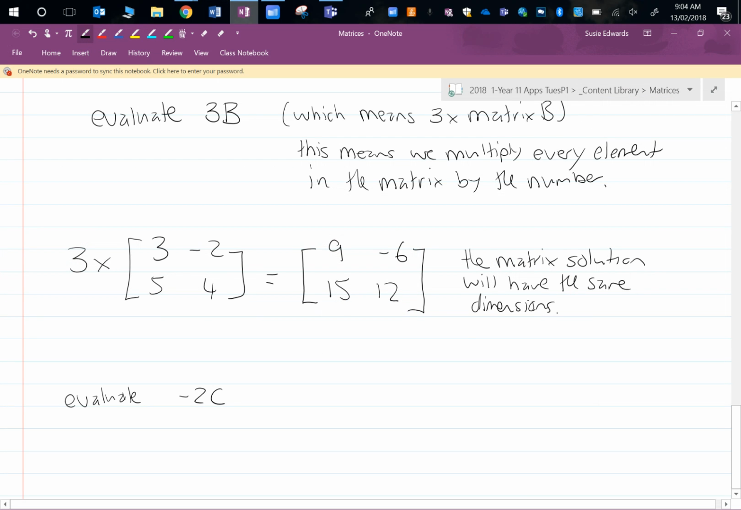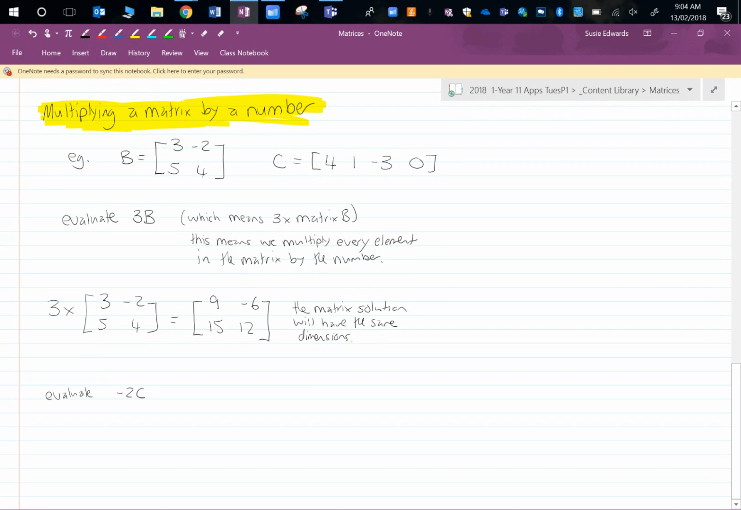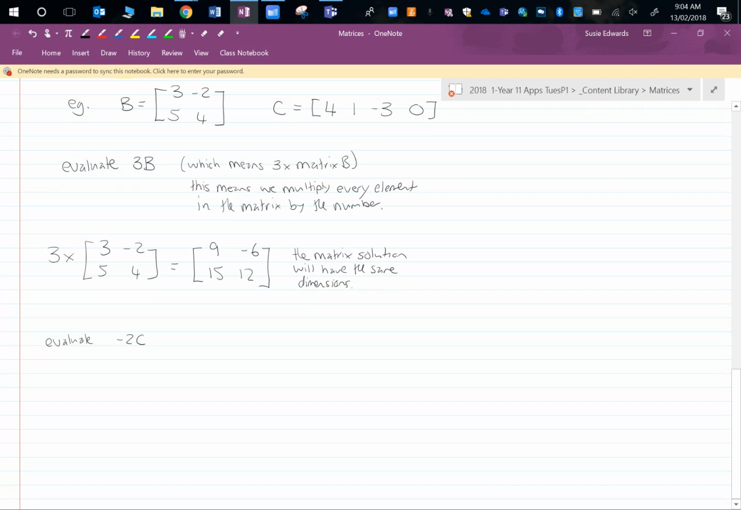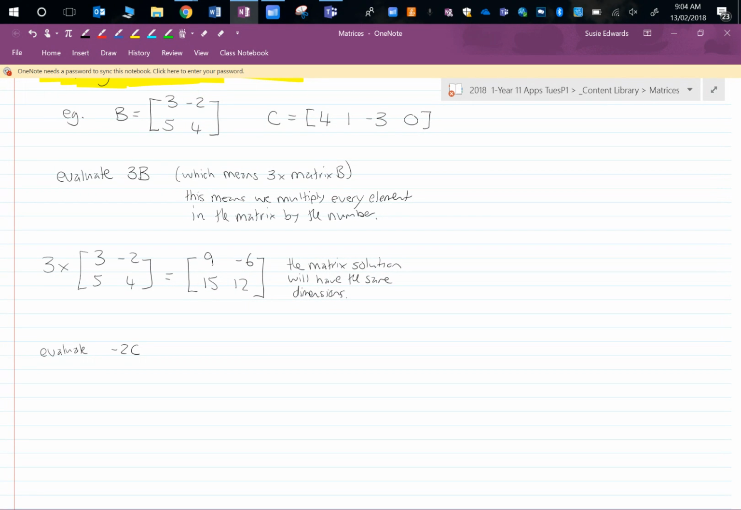All right. So if we have negative 2c, what are we doing? Say again? Good. Timesing everything in 2c by negative 2. So what do we end up with? Negative 8, negative 2, 6, and 0.